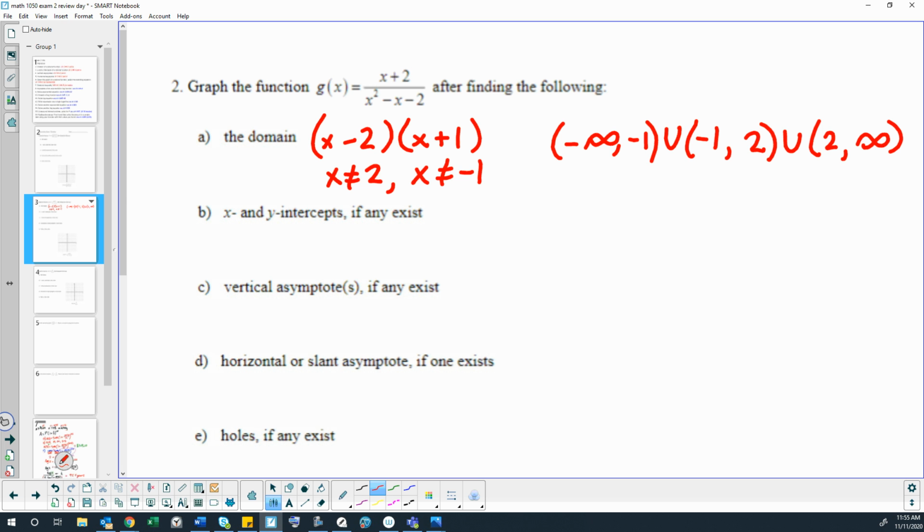All right, x and y-intercepts. So for x-intercepts, we set the numerator equal to 0. So x plus 2 equals 0. Solve that, so we get x equals -2. So that would be a point at -2, 0 for our x-intercept.